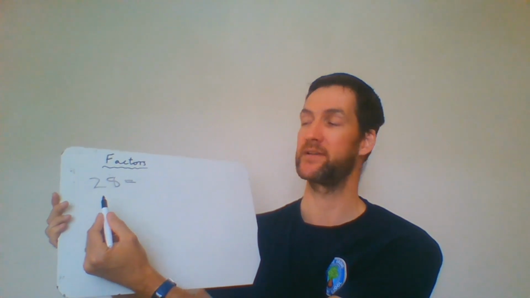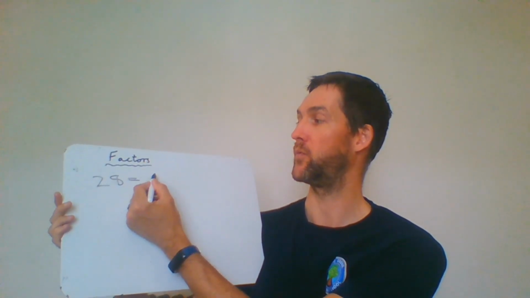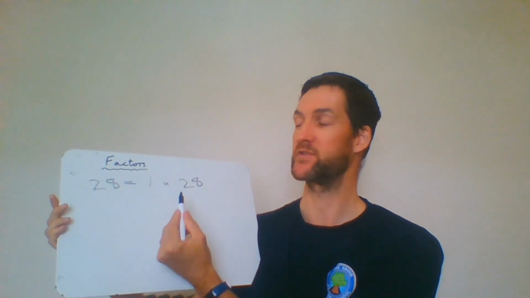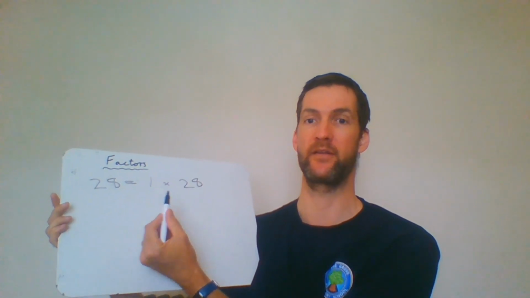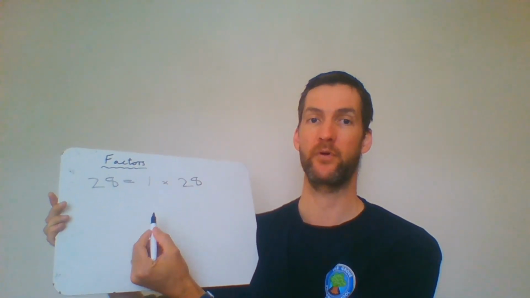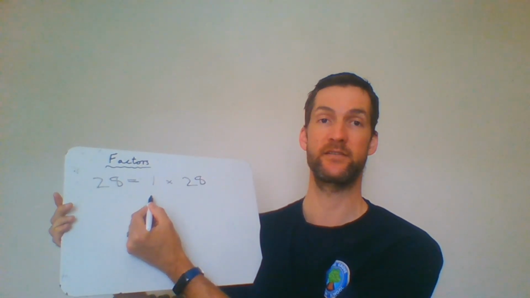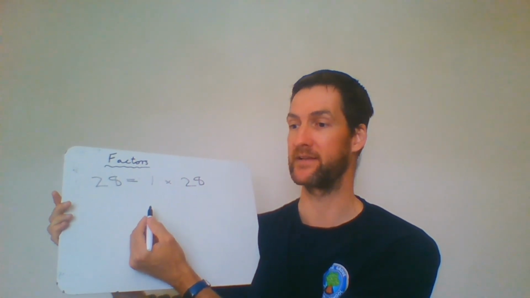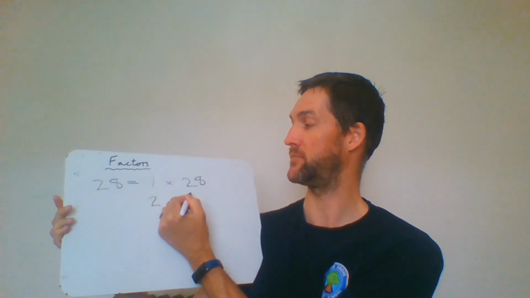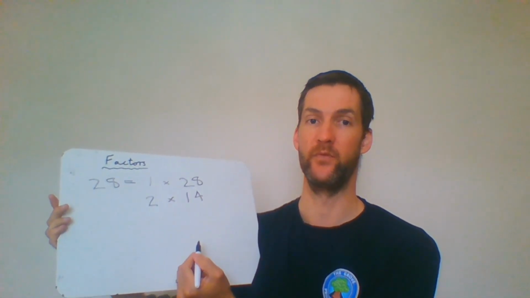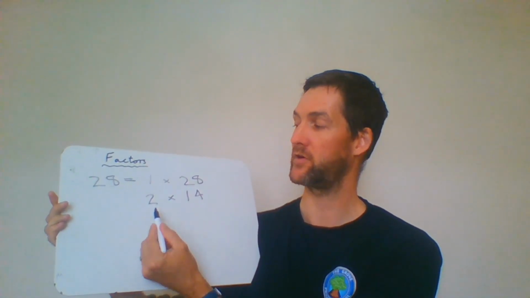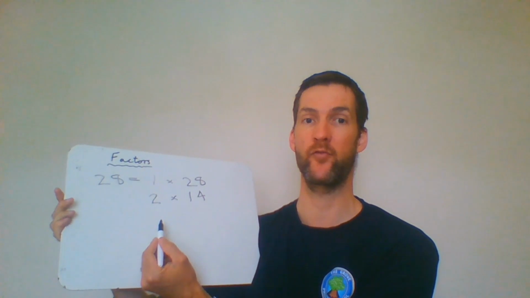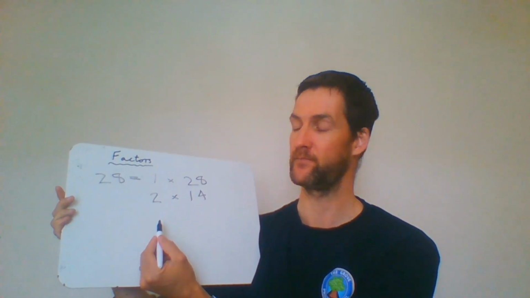So factors of 28. First factor we look at is 1. We know 1 times 28 is 28. So 28 divides by 1 without leaving a remainder. Our next one we look at, logically, is 2. Can 28 be divided by 2 without leaving a remainder? Yes, it can. 2 times 14 is 28. No remainder. Then we look at 3. 28 divided by 3 leaves a remainder. Therefore, 3 is not a factor.